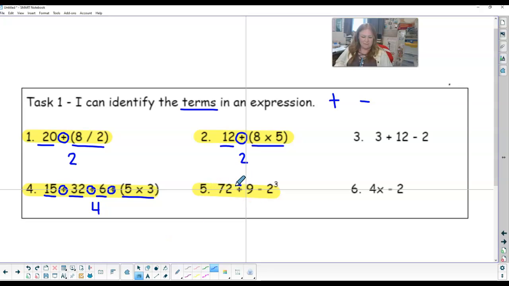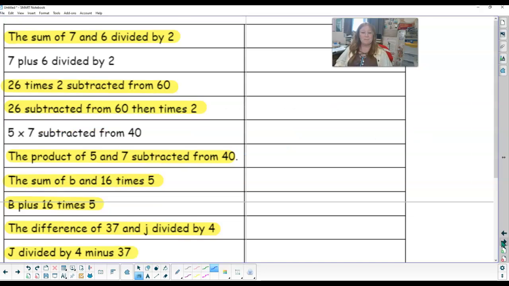And number 5, we have this add sign. We have a subtract sign. So I have 72, 9, and 2 to the third, because that's a multiplying problem. So this one has 3 terms. I want you to try 3 and 6 on your own. Circle the adding and subtracting signs, finding everything between them. Let's go ahead and try those on your own. Come back when you're ready to do the next part.